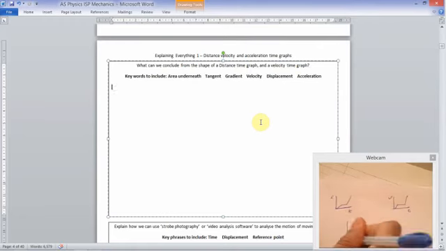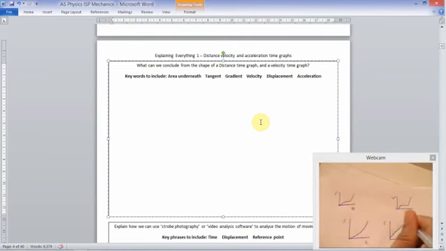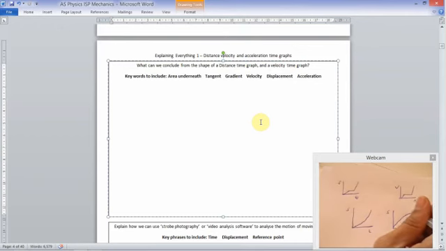If you had a displacement time graph and it curved like this, what that would mean is that acceleration is taking place. If it curved the other way for a displacement time graph, that's deceleration. And then over here, it's stopped. It's stationary, or at rest.